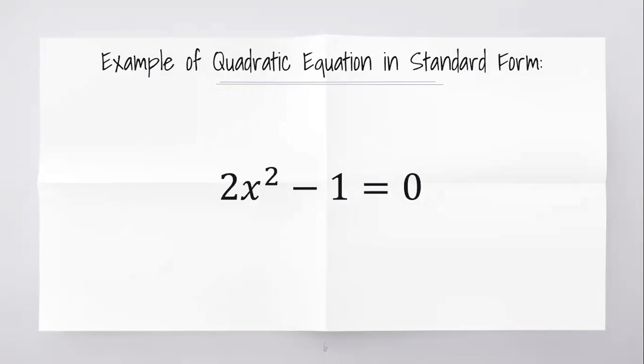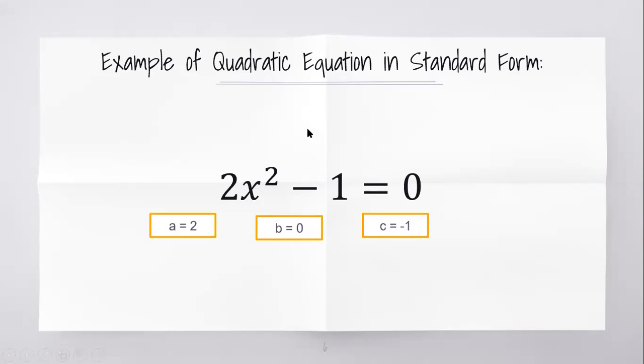Next example, 2x squared minus 1 is equal to 0. So what do you think is your a here? Okay, that is correct. The numerical coefficient of your quadratic term, that is 2. How about your letter b? Okay, the value of b here is 0. Take note or remember na kapag wala or hindi nag-exist ang ating linear term, it is also understood na ang value ng b is equal to 0. How about the value of c? That is correct, negative 1.